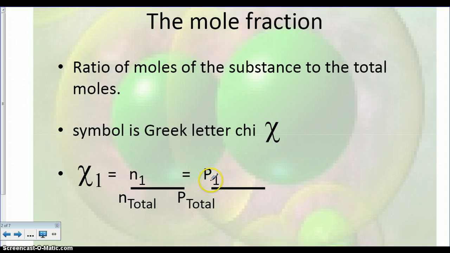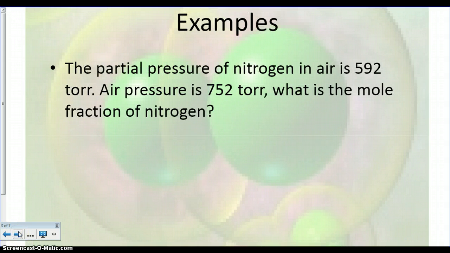Or you can also do this for pressures. Now, my little P total got scooted over for some reason, but the pressure of one of the gases over the total pressure of the system gives you just the percentage, if you will, of the total that is just that one particular gas. Very useful at times in chemistry.